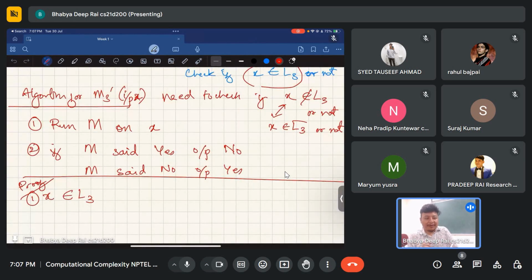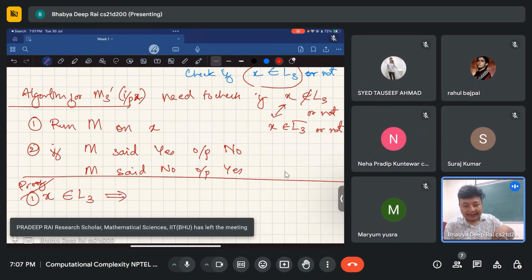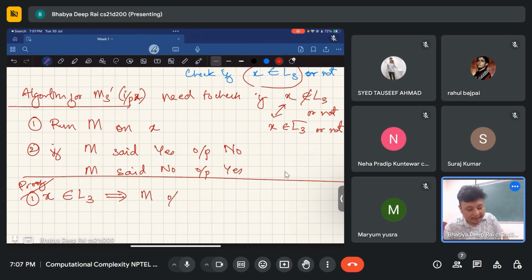So you give me an X which belongs to L3. If it belongs to L3 and I know M decides it, then M outputs yes on X, because M is the algorithm that solves L3. At the same time, if X is in L3, it means X is not in L3 bar. That is what we found out right before. And if M outputs yes on X, then we output no.